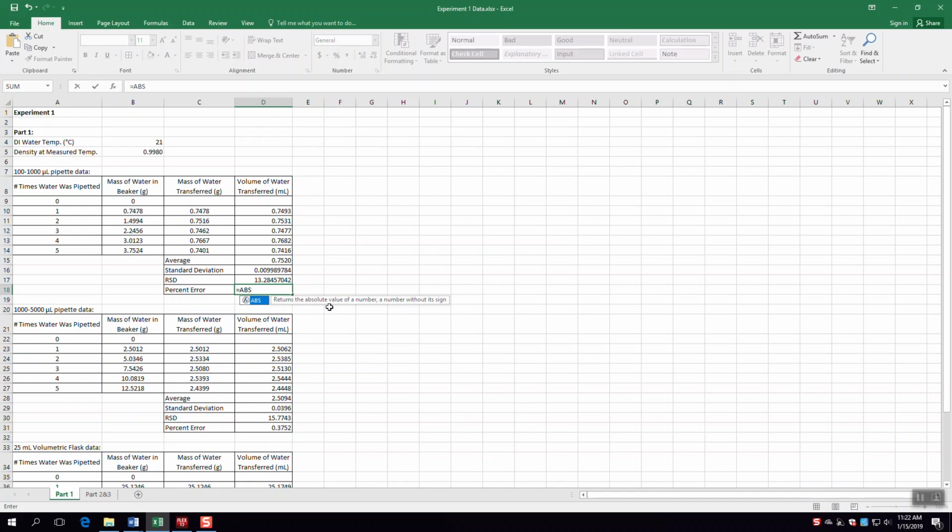So I'll subtract out my average value. I'll divide by the accepted value, 0.75 again, and multiply by 100. And find that we have a very low percent error of 0.265% or so. Now, I want to point out one thing that could happen during your experiment.